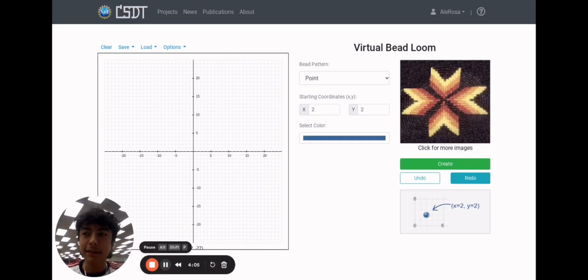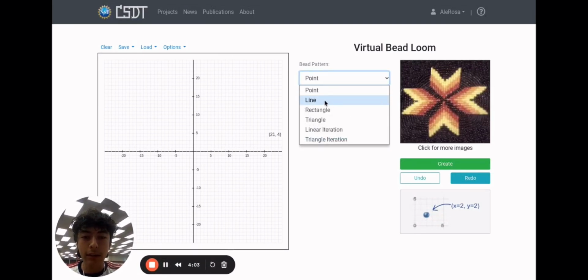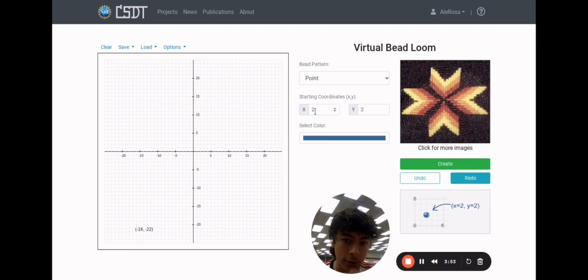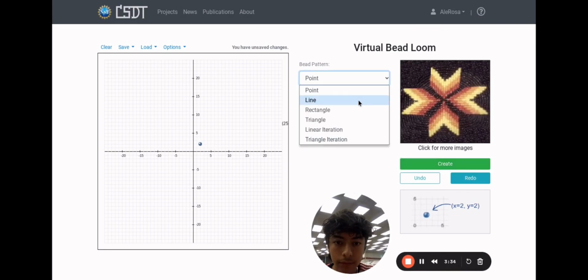Hello, my name is Ismael Hernandez, and I'm going to show you guys how to use the point, line, and rectangle settings on the virtual bead loom. So on the point, you'll see two coordinates, which are x and y. X is this horizontal line here, and y is the vertical. So if you put 2 and 2, and then you press create, it'll put 2 and 2 on wherever you put it on the graph.